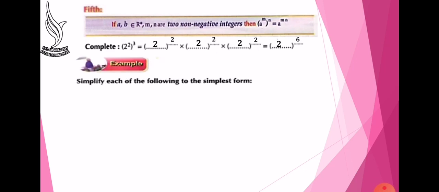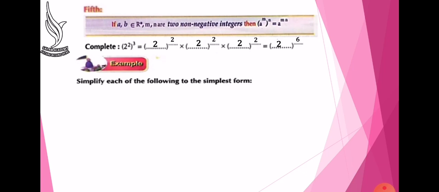The fifth rule, if A belongs to R star, M, N are two non-negative integers, then (A^M)^N equals A^(MN). For example, (2^2)^3, which is 2^2 repeated 3 times. So we can write 2^2 times 2^2 times 2^2, and the base is the same, so we add the power. 2 plus 2 plus 2 equals 6, so 2^6.